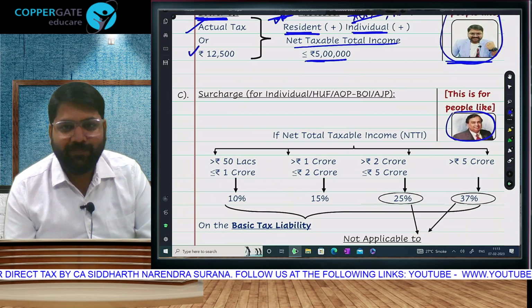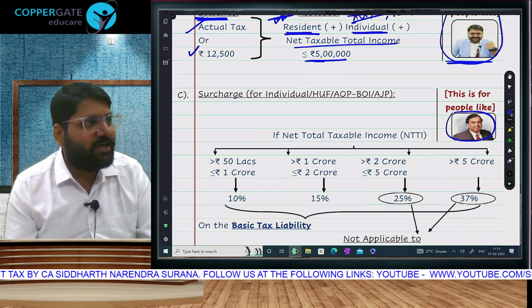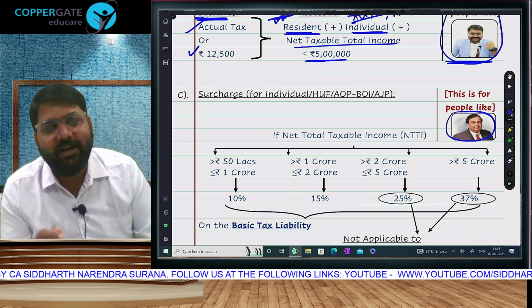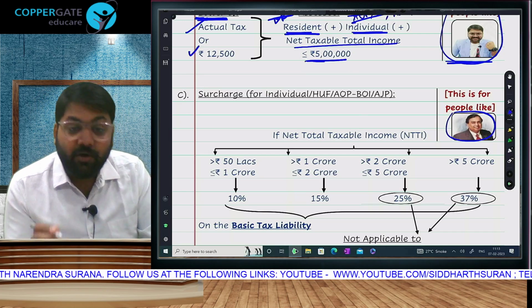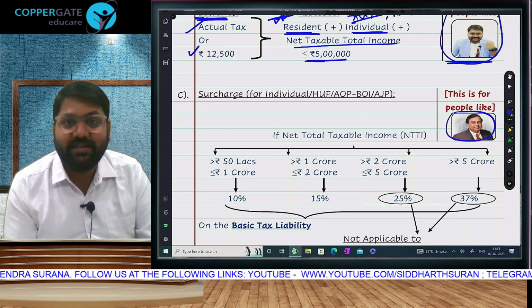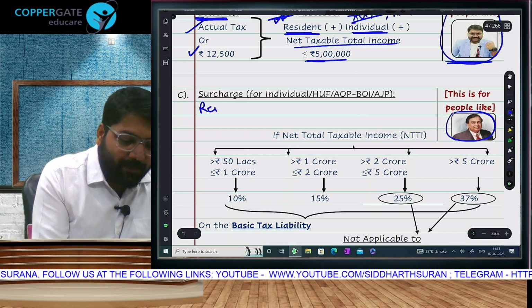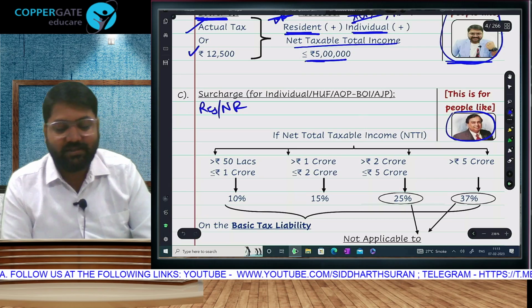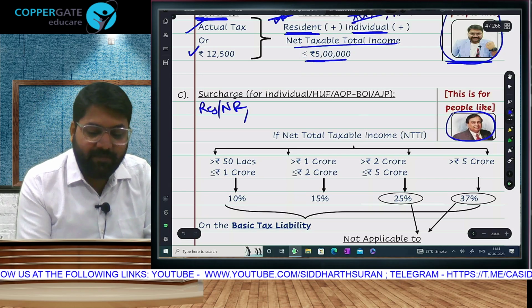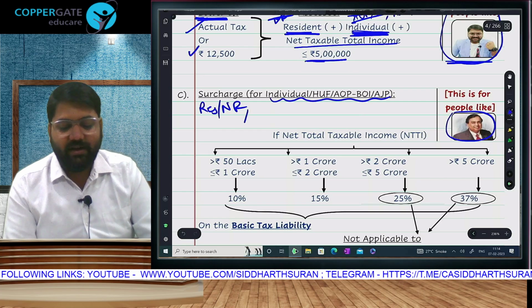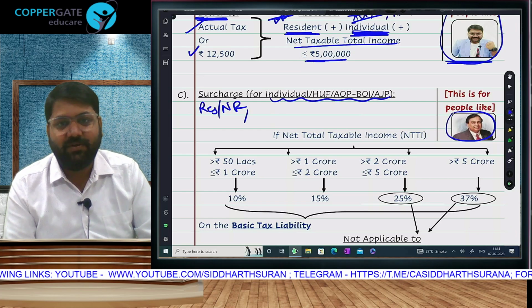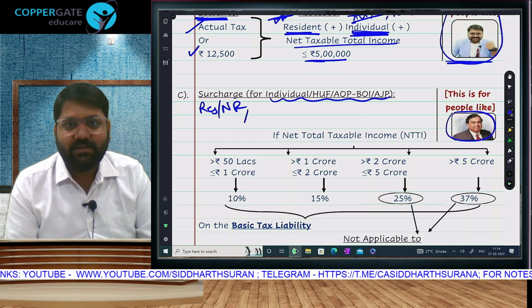Let Ambani only remain here. So surcharge is going to be an addition in tax liability for the super rich people. For rebate, you have to be a resident, but surcharge will apply whether you are resident or non-resident, both. For rebate, you have to be an individual, but surcharge will apply for all. Individual, HUF, AOP, BOI, AJP, all will have surcharge.